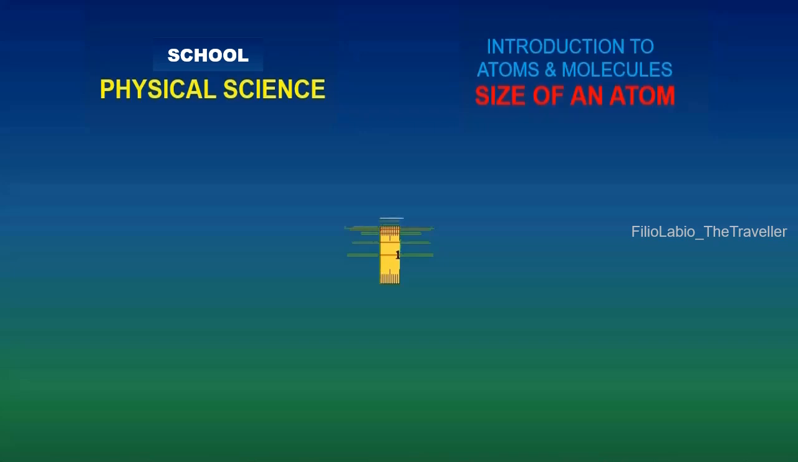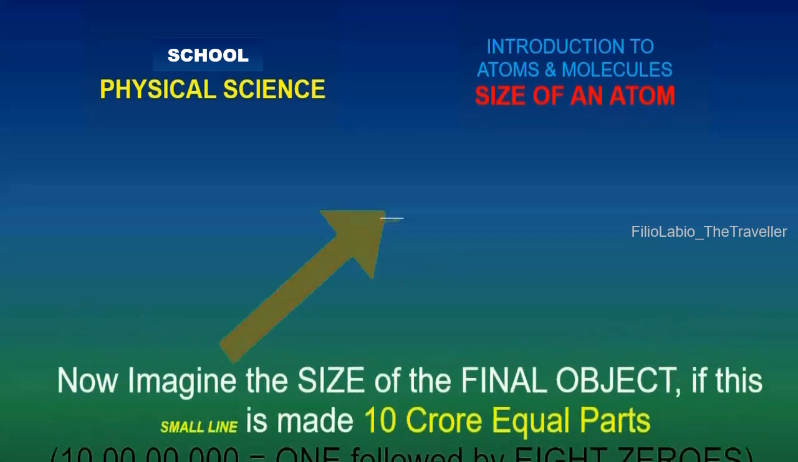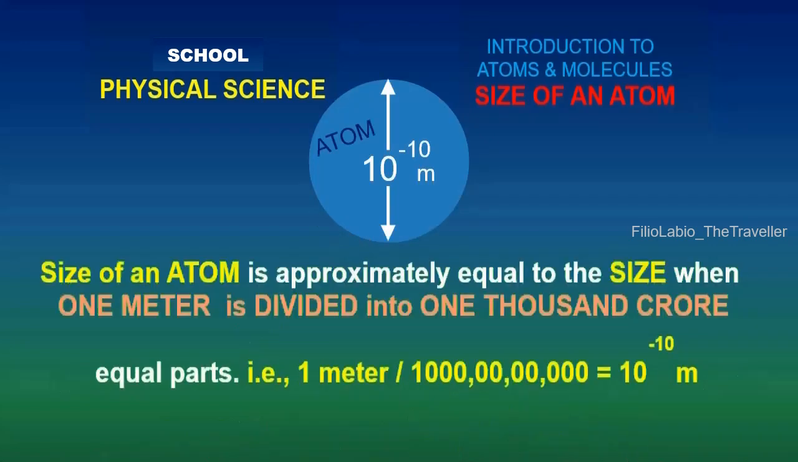The last part will be given like a very small size. Now imagine the size of the final object. If this small line is made into 10 crore equal parts, how small would it be? Now we can estimate the size of an atom.